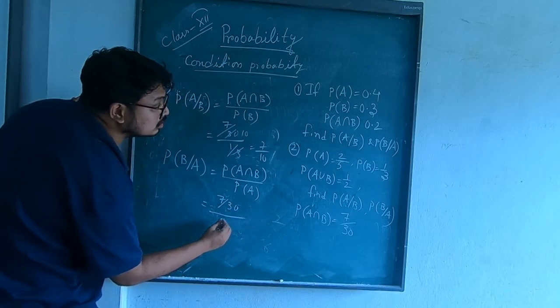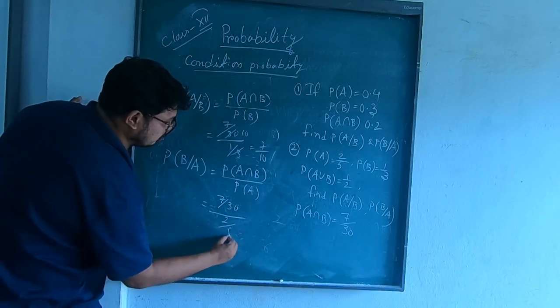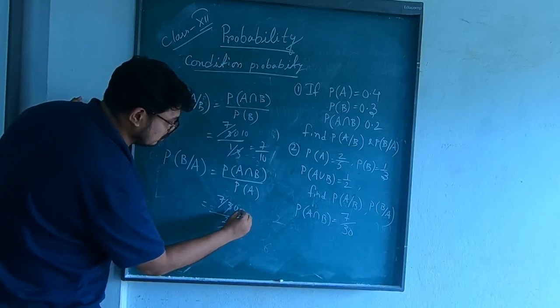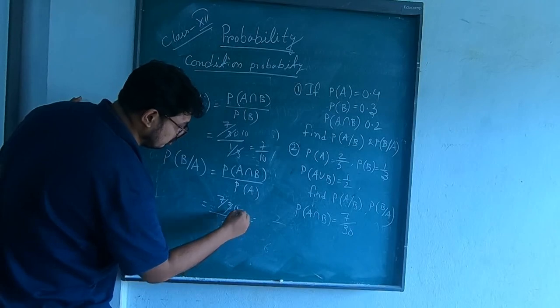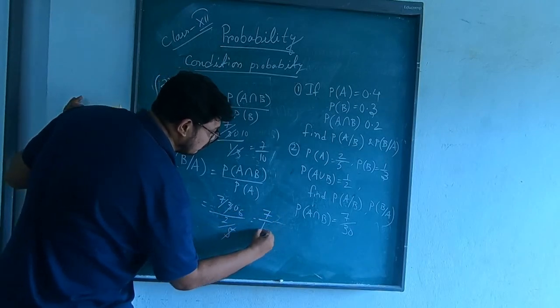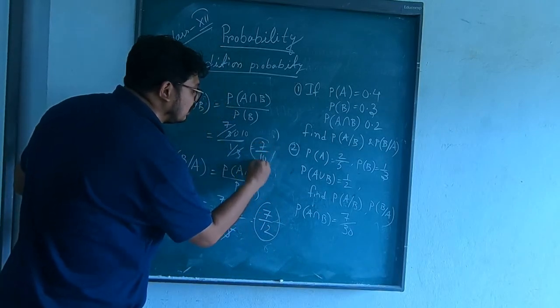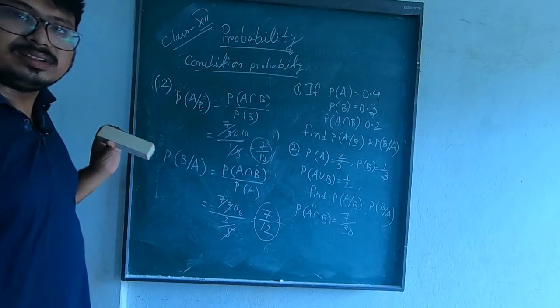below we will get 2 by 5. That means if you cut this one, you will get 6 to that, it will come down, 12, so it is 7 by 12. So this is your answer. Clear? Understood?